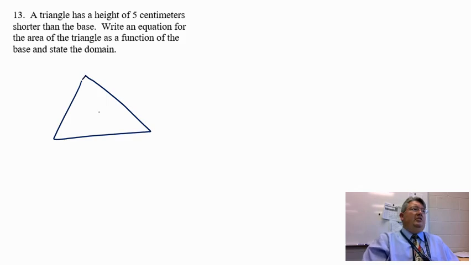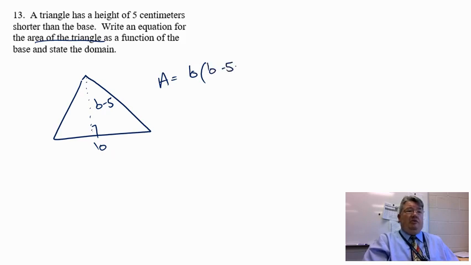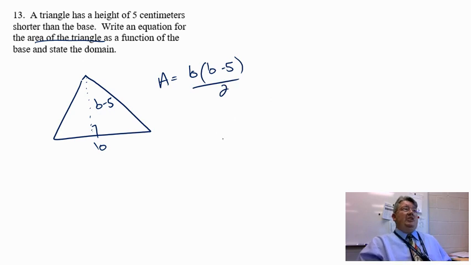A triangle has a height 5 centimeters shorter than the base. So there's the base, and there's my height, and the height is 5 centimeters shorter than the base. So it should just be minus 5. Write an equation for the area of the triangle. The area of the triangle is going to be the base times the height. Then the base is the base. Height is base minus 5, all divided by 2. There's my equation.